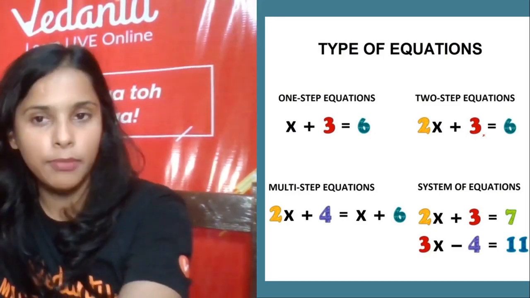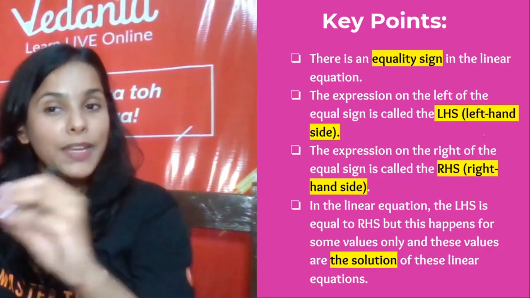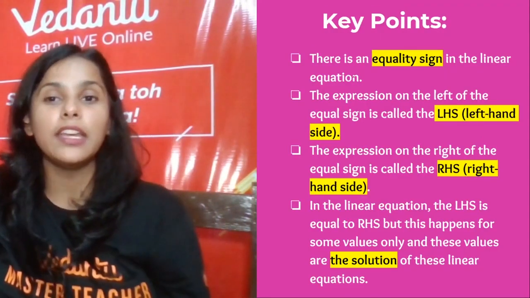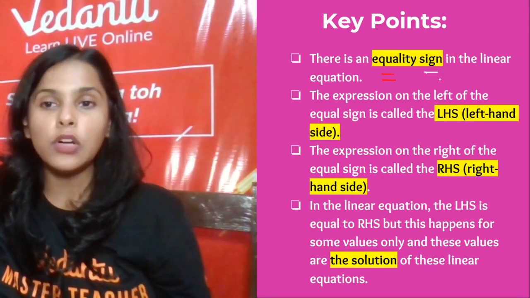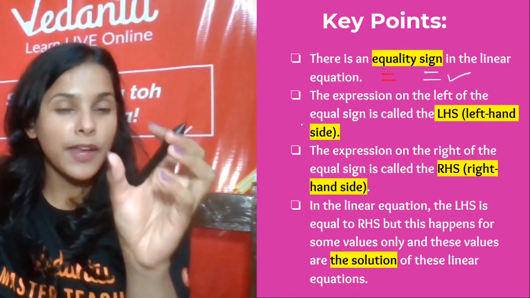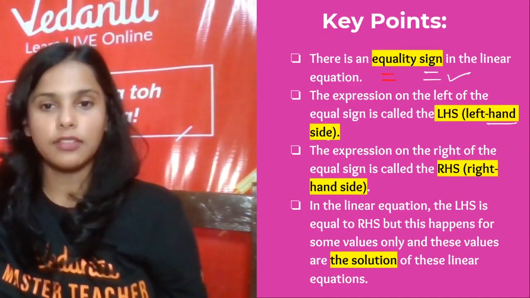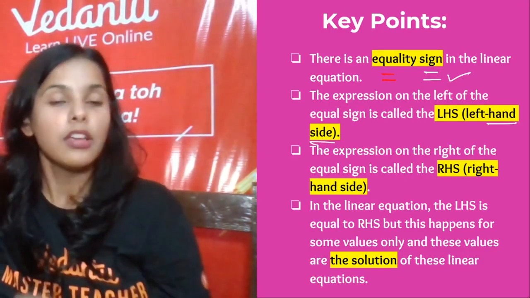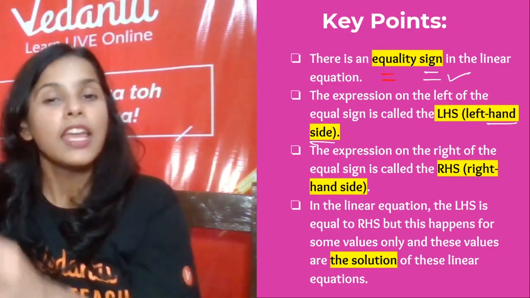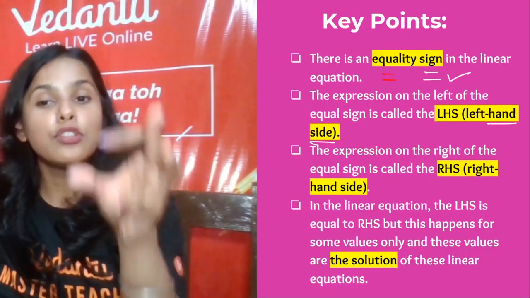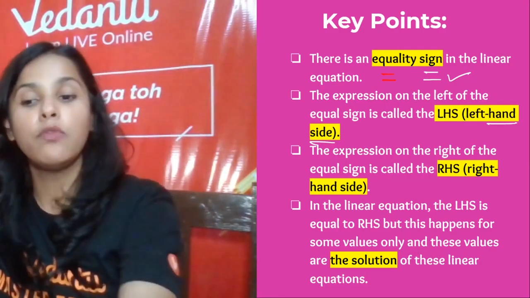Okay, now key points we should remember while solving it: there should be an equality sign, that is equals to sign, in order to be a linear equation. Okay guys, there should definitely be an equals to sign. The expression on the left hand side of the equals to sign is known as LHS, and on the right hand side of the equation it is known as RHS. Okay, everything clear? Also the solution should be only one. The linear equation in one variable has only one solution.